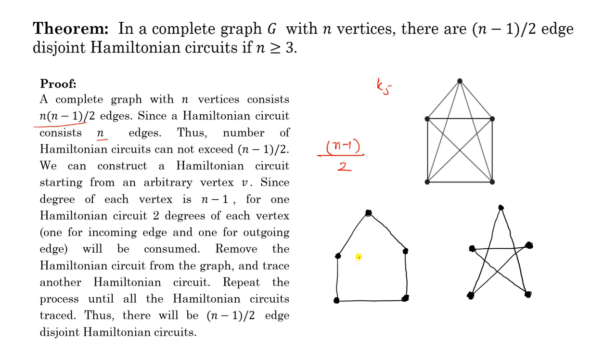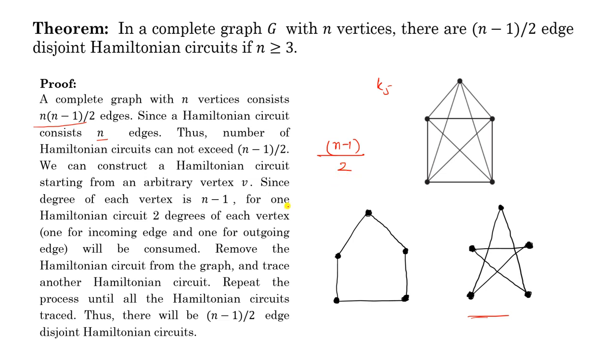Now if we remove all these edges from this graph, then we will have the remaining graph like this. Then again we can trace a Hamiltonian circuit like this. You start from this one, this one, this one, this one and this one. So this is another Hamiltonian circuit. So here only 2 Hamiltonian circuits are there, but for a larger number of vertices we repeat the same procedure. First draw a Hamiltonian circuit, then remove the edges of the circuit from the graph, then trace another circuit and repeat the process. In this way we will have (n-1)/2 Hamiltonian circuits.